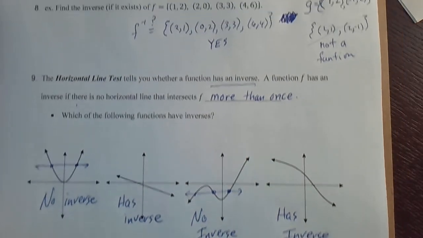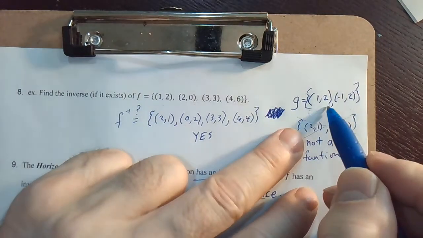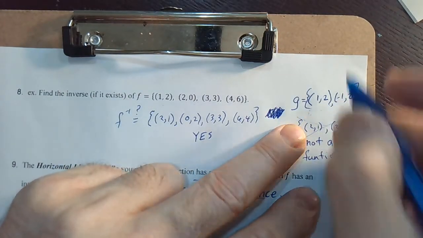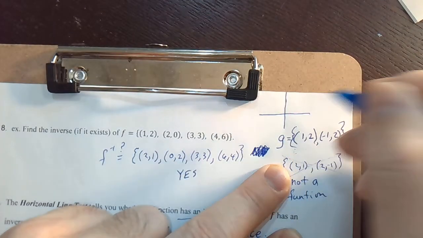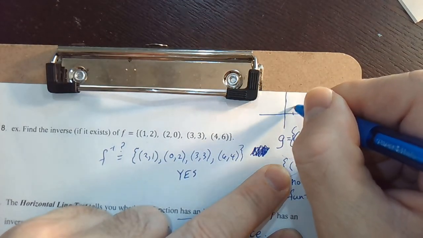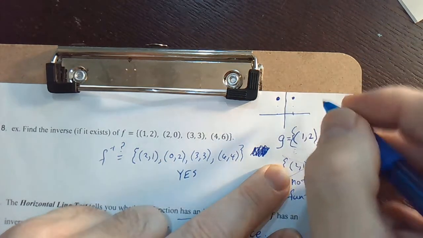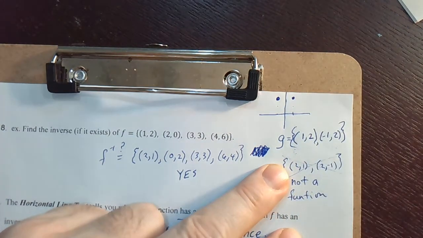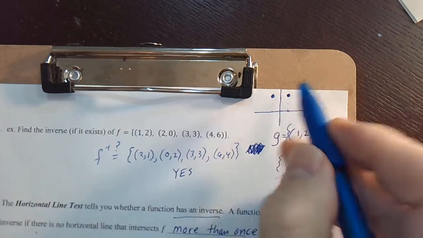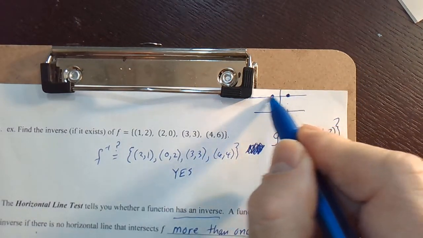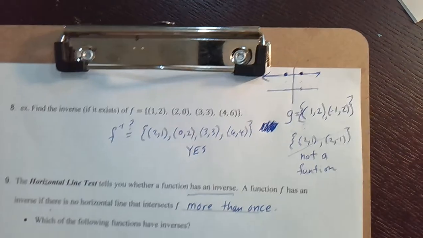And notice, let's go back to this little example I made up here. If you were to graph this function g of 2 points, hope you can see this, it would be (1, 2) and (-1, 2). Just 2 points. Do those 2 points pass the horizontal line test? No. You could draw a horizontal line right through them. It crosses it twice. So that function does not have an inverse.